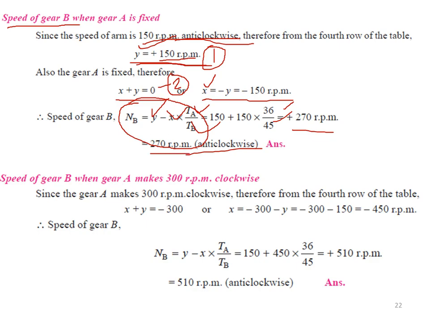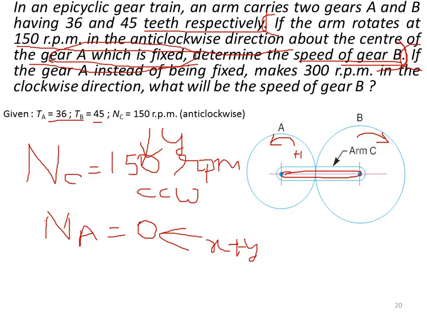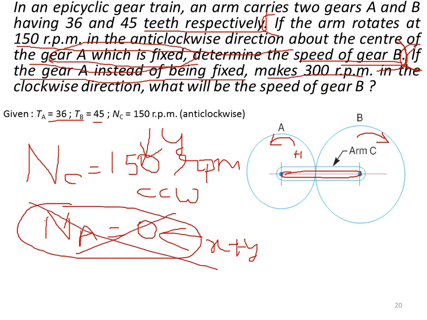So this is the first condition. Now he has given one more condition. So this is over now. Now if the gear A, instead of being fixed, makes 300 rpm, which was given in the first question, first condition. Now he has told that instead of being fixed it makes 300 rpm in clockwise. So here he has given another condition: NA is now 300 rpm in the second condition. And that direction is clockwise.